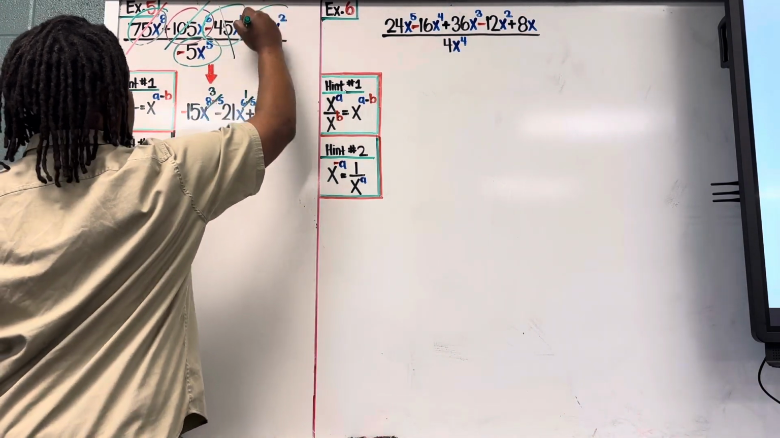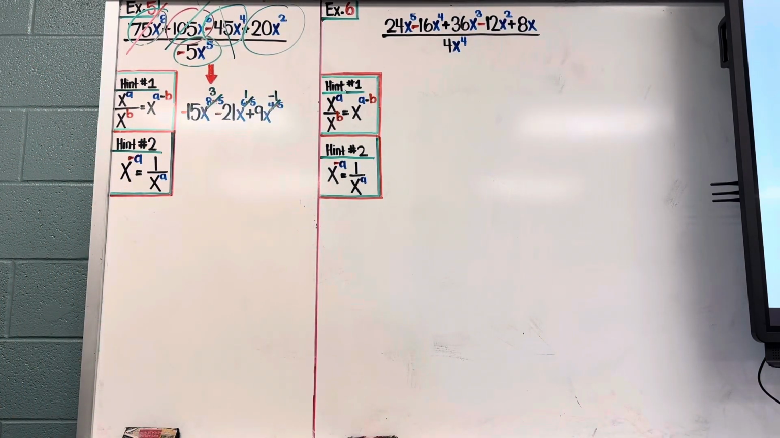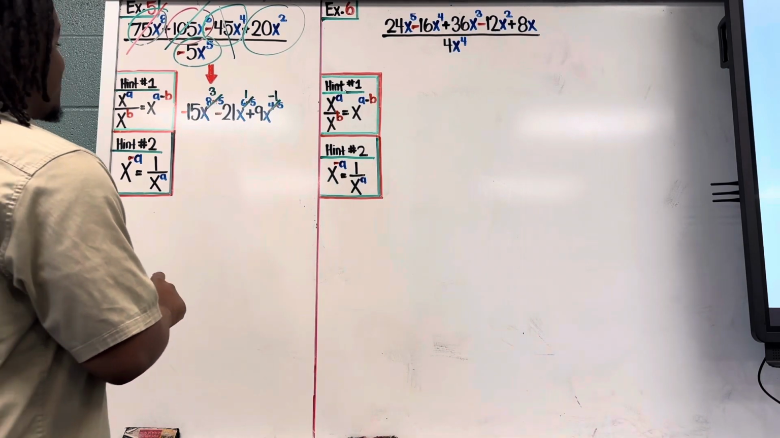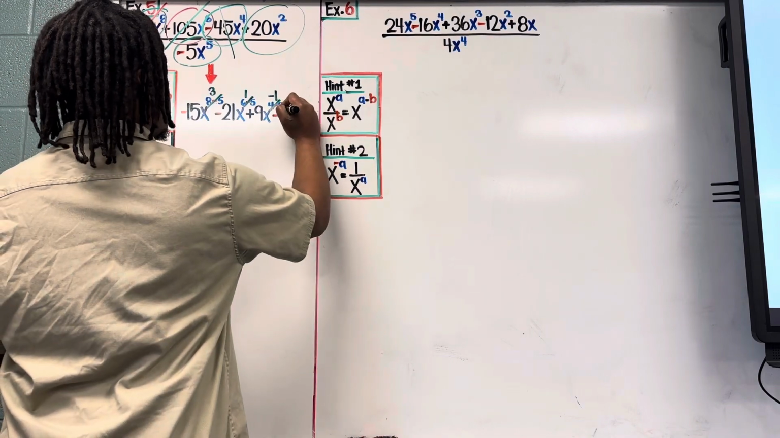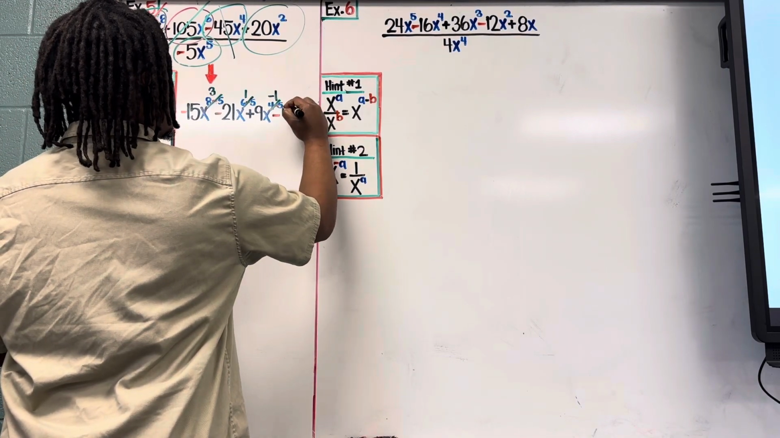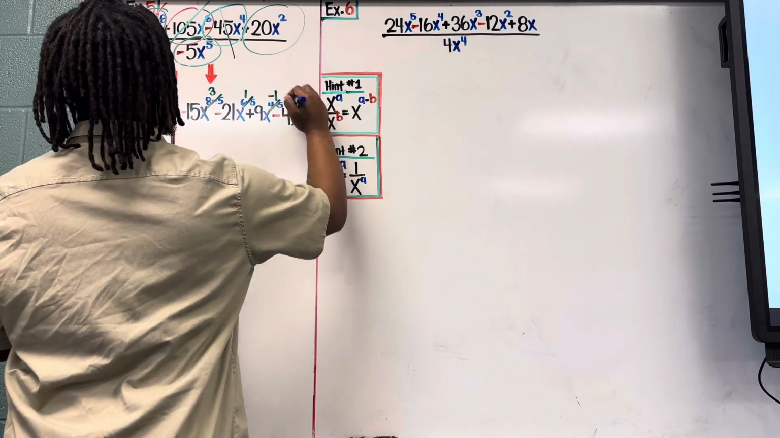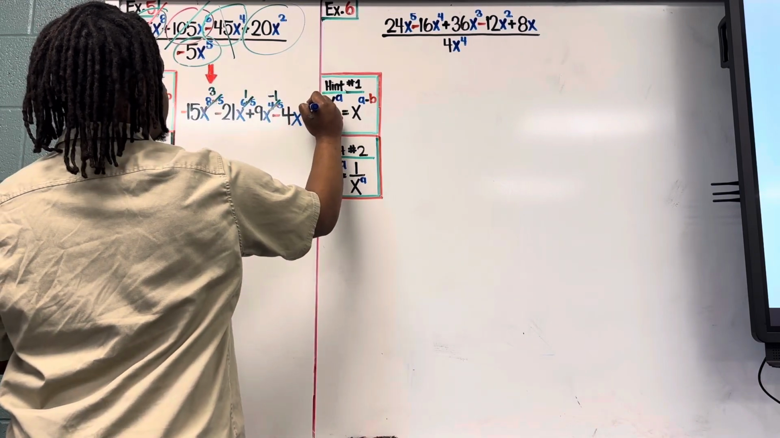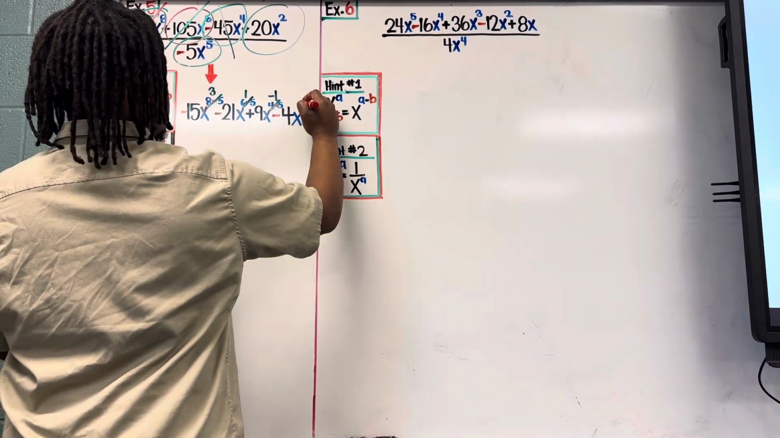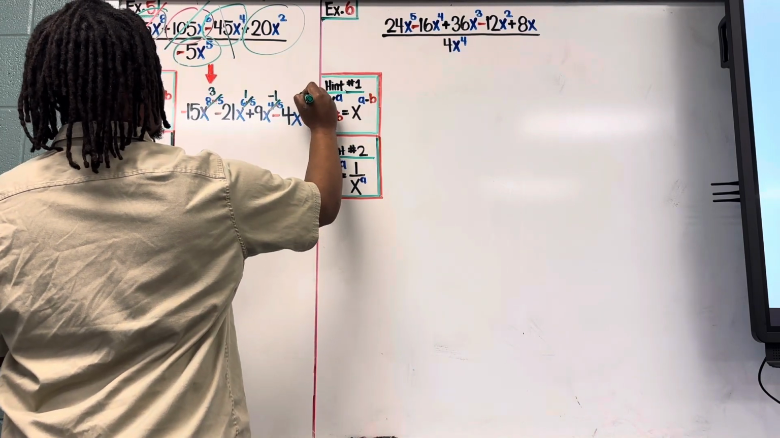So I'm done with that value, and then we got the last one, which is 20x to the 2nd power divided by negative 5x to the 5th power. 20 divided by negative 5 is a negative 4, so that's going to be minus 4x. And then that's to the power of 2 minus the power of 5. 2 minus 5 equals negative 3.